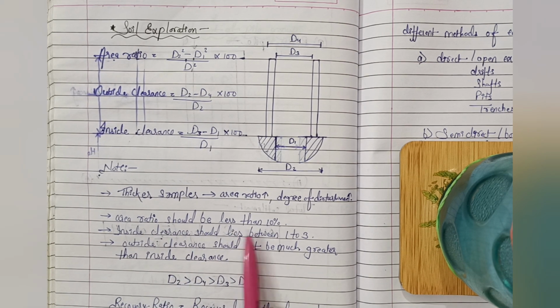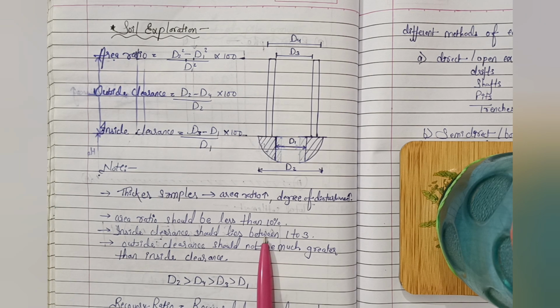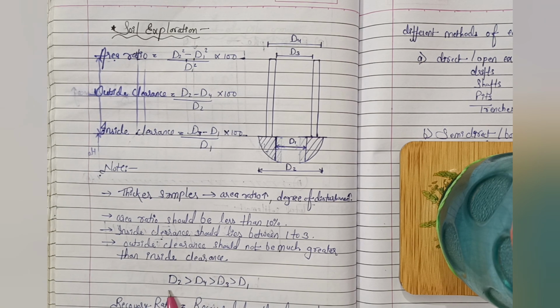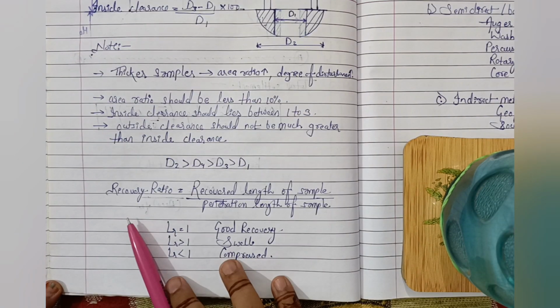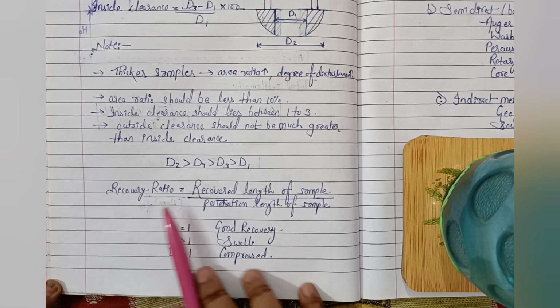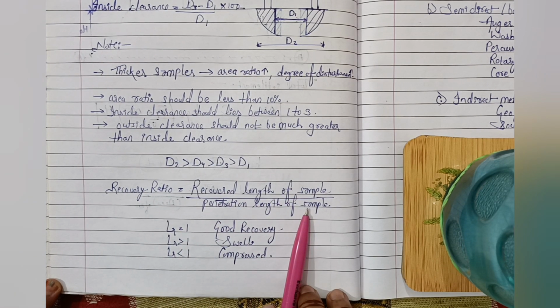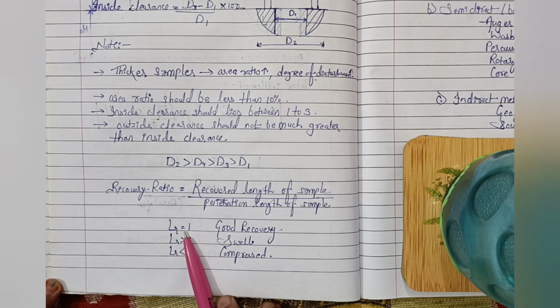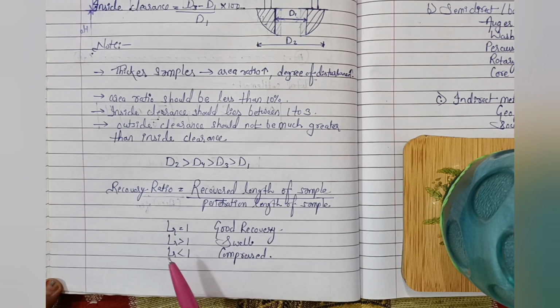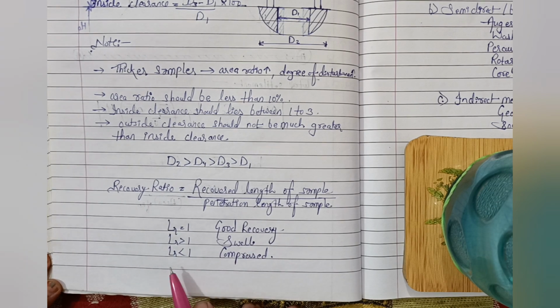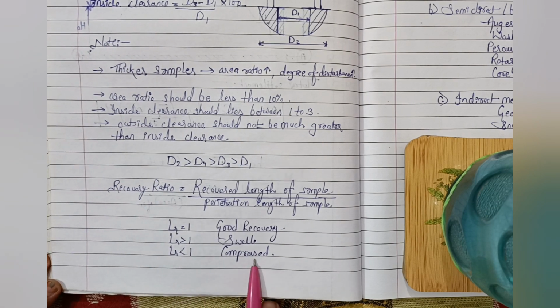Area ratio should be less than 10%. Inside clearance should lie between 1 to 3. Outside clearance should not be much greater than the inside clearance. Okay, so D2 will be greater than D4, then D3, then D1. Now we will see the recovery ratio. So recovery ratio is equal to recovered length of sample upon penetration length of sample. Okay, if recovery ratio is equal to 1, that means it is a good recovery. If recovery ratio is greater than 1, it means the soil swells. If the recovery ratio is less than 1, it means the soil is compressed.